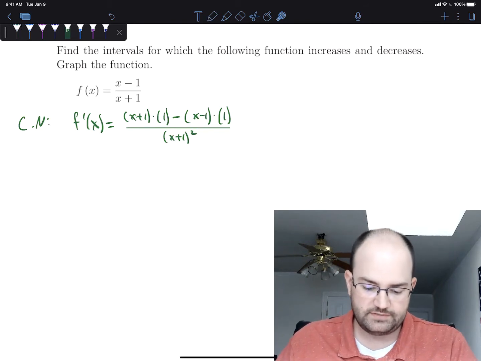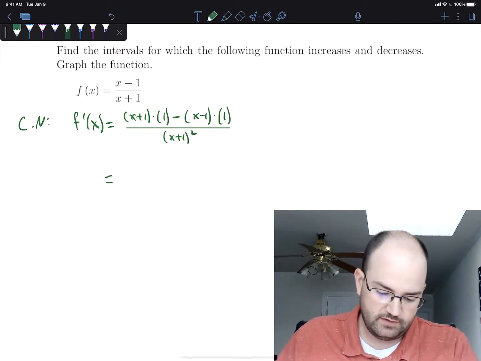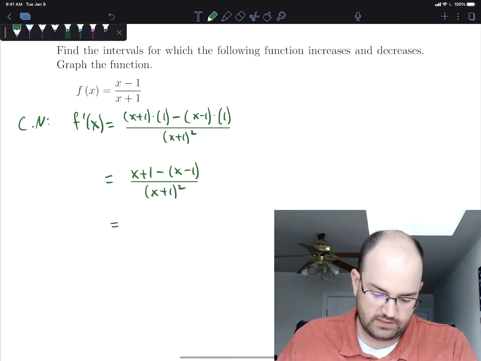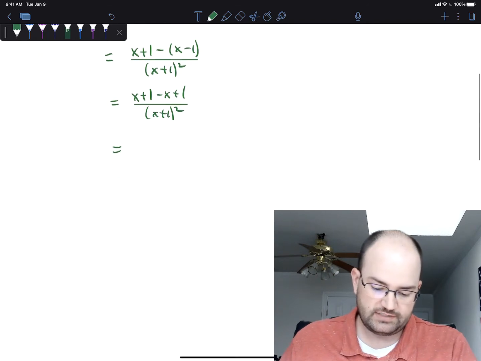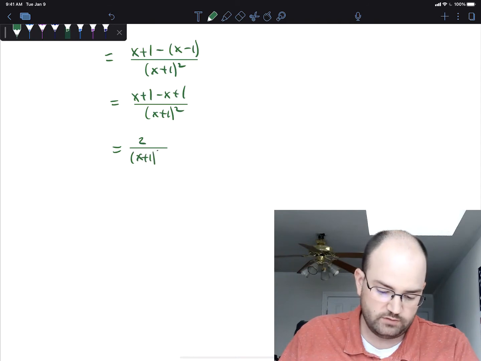Now, notice that here, x plus 1 times 1 is x plus 1, x minus 1 times 1 is x minus 1. So this is going to give me x plus 1 minus x minus 1 all over x plus 1 squared. And you can distribute the negative if you want. And that's going to give you x plus 1 minus x plus 1 all over x plus 1 squared. Notice that the x's cancel each other, and so as a result, you're going to get 2, and then all over x plus 1 squared. And this is the derivative.